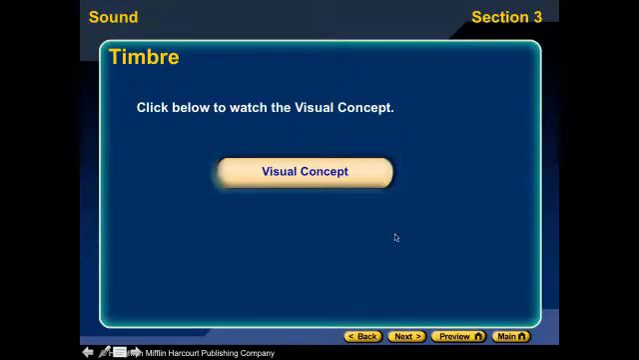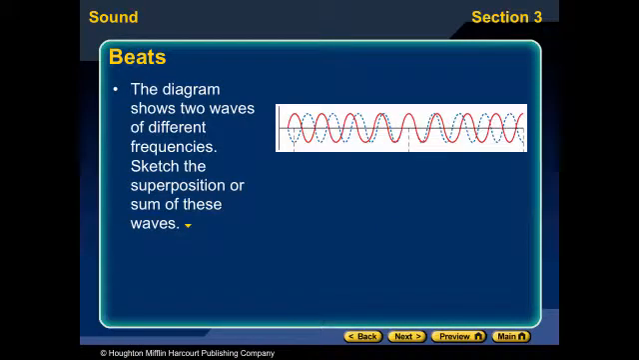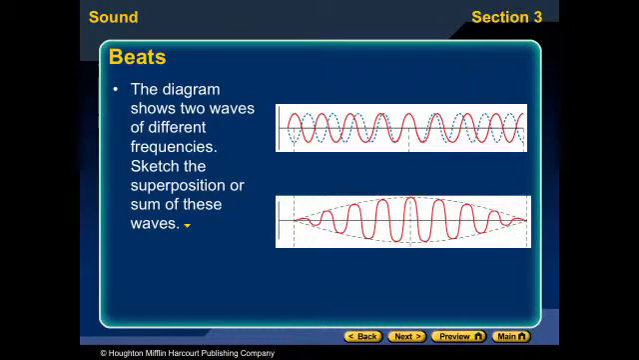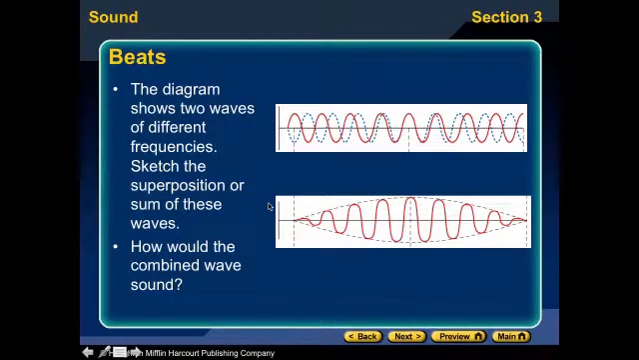Okay, timbre instead of timbre. So beats, I don't know if any of you play the guitar, but when you tune a guitar to a piano, you're listening for beats, and this is what it's looking like in the waveform. So these waves aren't really matching up. They're off by just a little bit, and so when they superimpose themselves on each other, you get this bigger waveform, and that is going to be your beat.